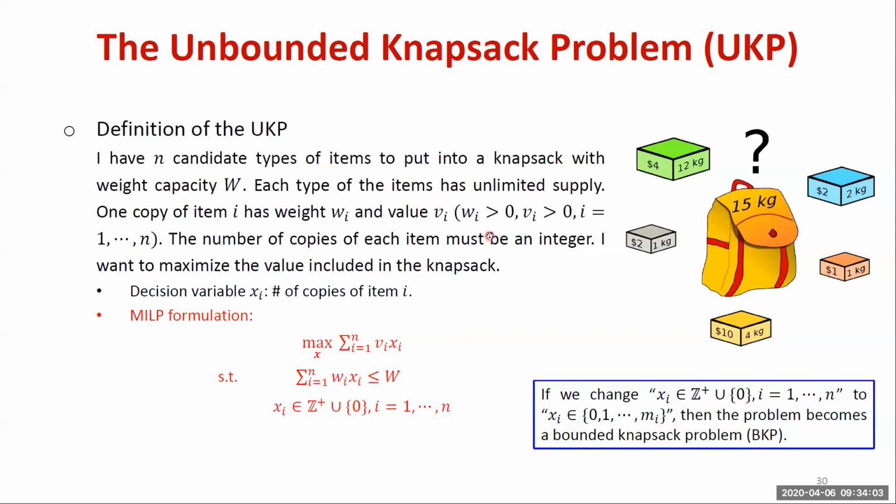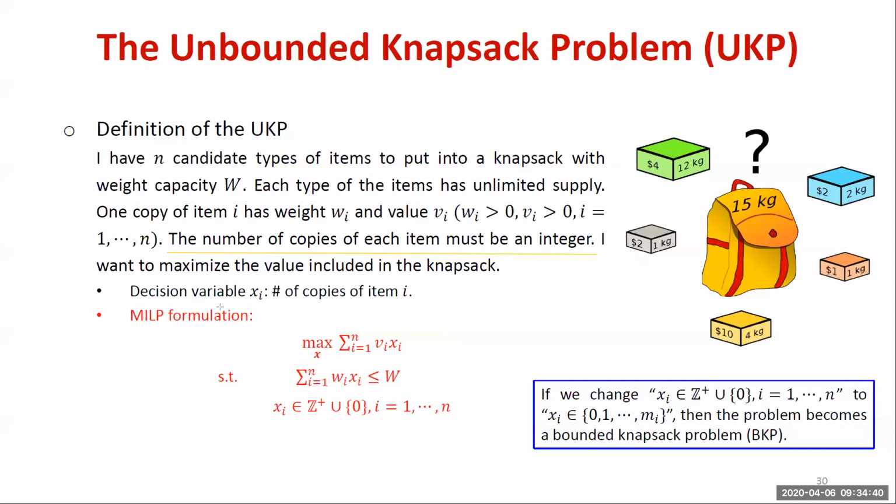Okay, let's have a look at how to formulate it. First of all, I want to maximize the value, right? So I'm going to first denote variable xi to be the number of copies of item i. Be careful here. The number of copies of each item must be an integer. This tells me my xi must be an integer. And also because the supply is unbounded, xi can be 0 or any positive integer.